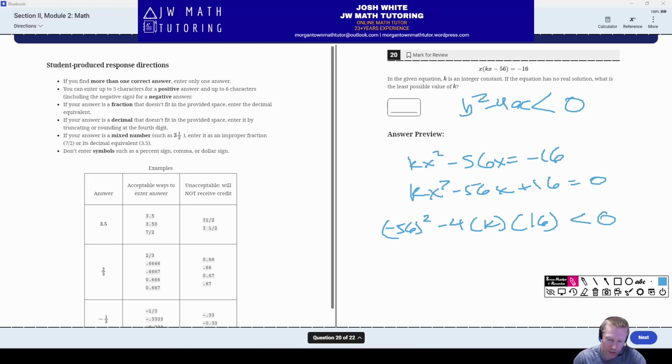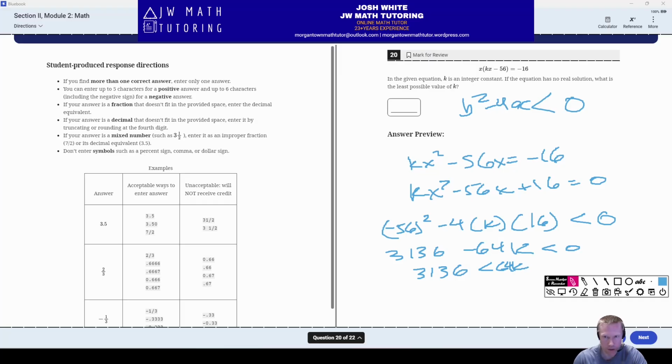So now you can go ahead and square this out. It's 3136. This is plus 64k. No, minus 64k, not plus. It's negative 4 times a positive 16. This is less than 0. Then you could move the k term over to the right. 3136 is less than 64k.